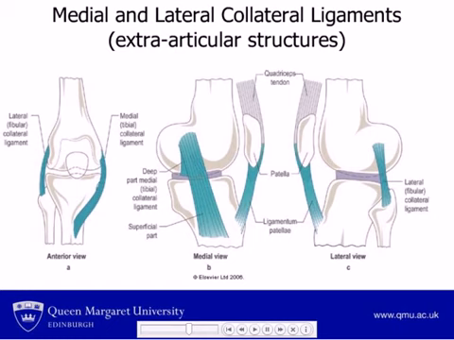The lateral collateral ligament, or the fibular ligament, is like a rounded cord of approximately 5 centimetres length. It passes from the lateral femoral epicondyle to the lateral surface of the head of the fibula, and it actually divides the tendon of biceps femoris.